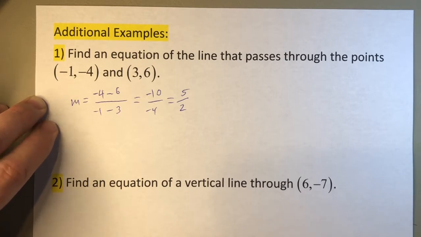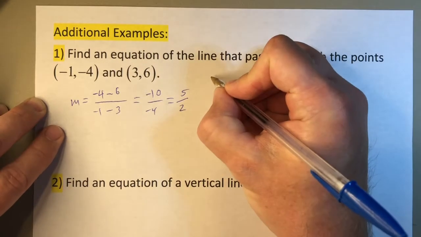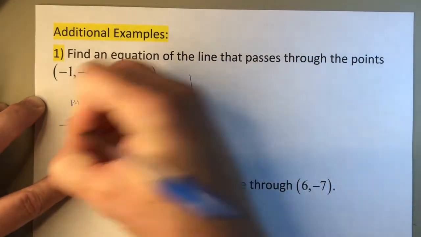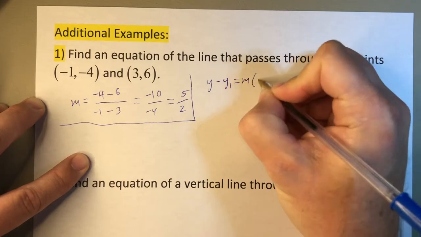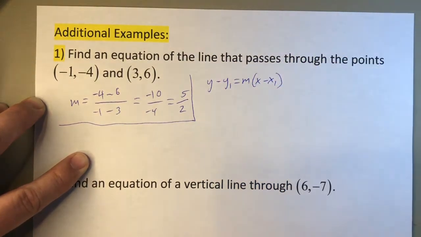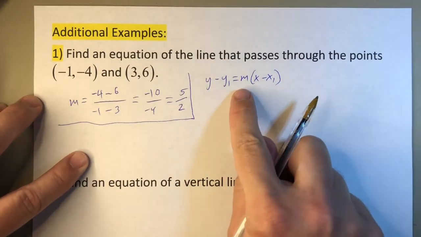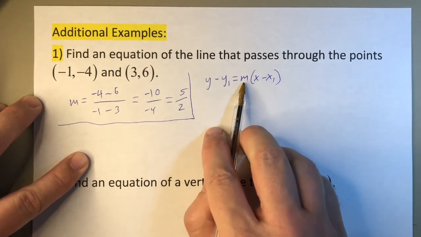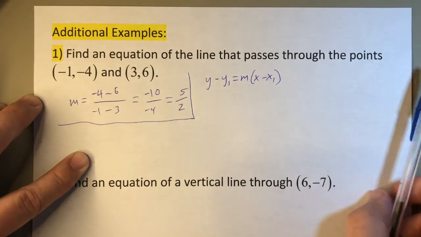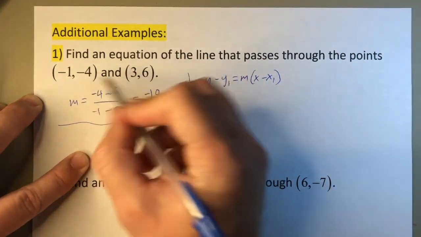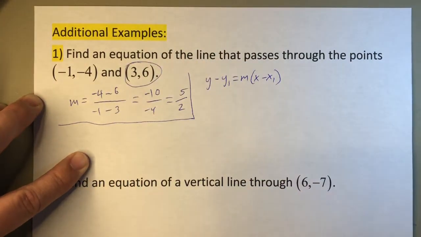So if I used, let's say, this form, that's fine. This is what? This is the point-slope form. Okay? So just pick either one of these points. Doesn't matter which point you pick. Just choose one of these points. I'm going to go ahead and choose 3, 6, whatever.